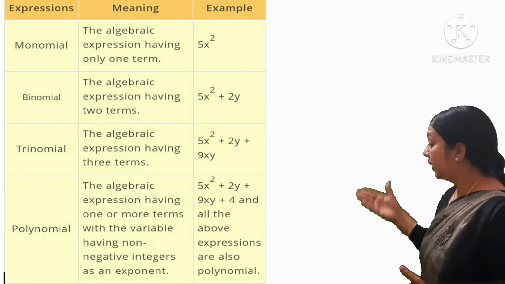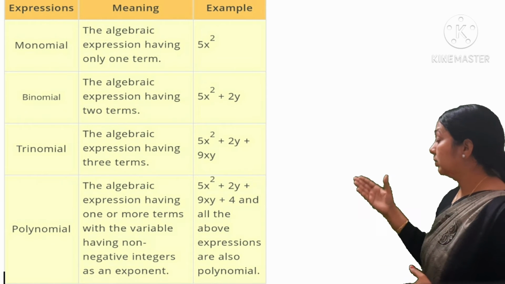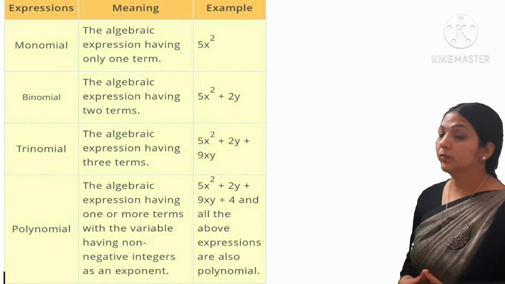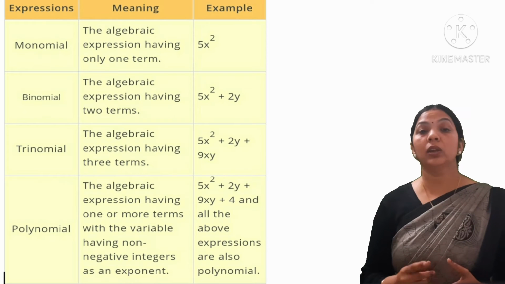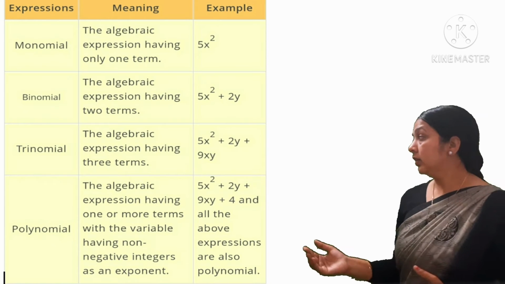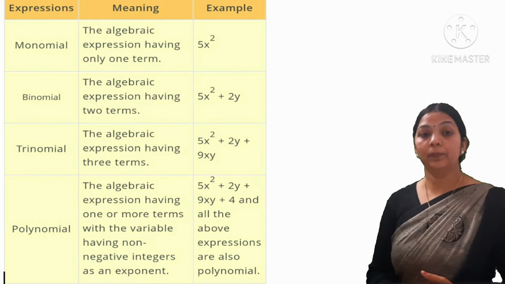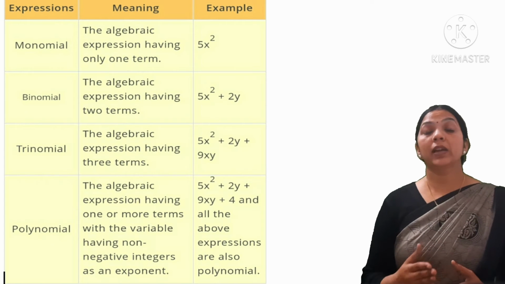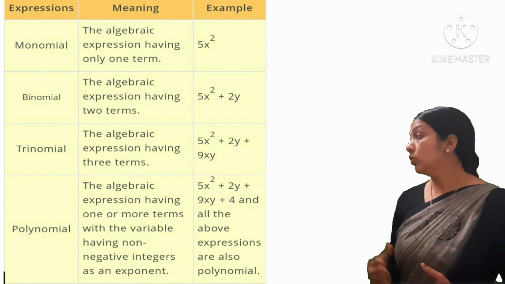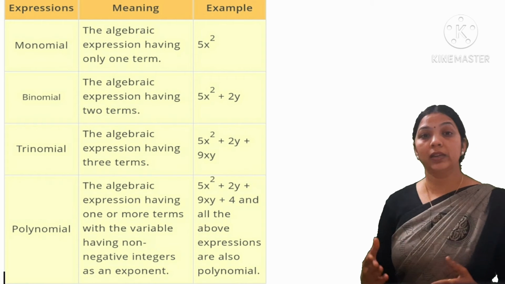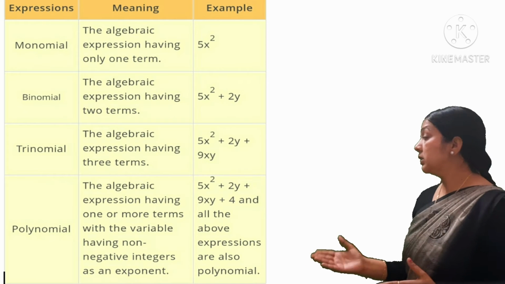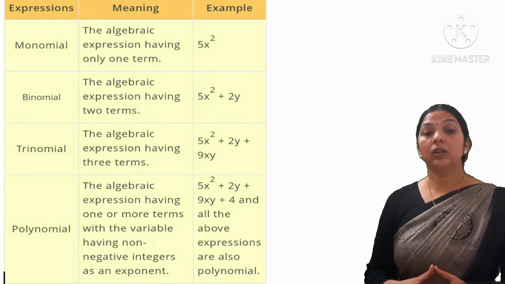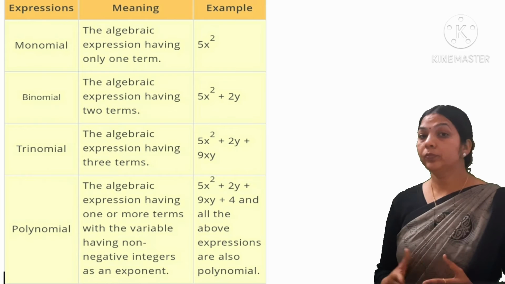Now look at this table. Here we can easily find the proper definition of these terms. So what is a monomial? A monomial is an algebraic expression having only one term, as we discussed, 5x square. Binomial, the algebraic expression having two terms. So 5x square plus 2y or 3xy plus 3, these all will be binomials. Trinomial, the algebraic expression having three terms, would be a trinomial.